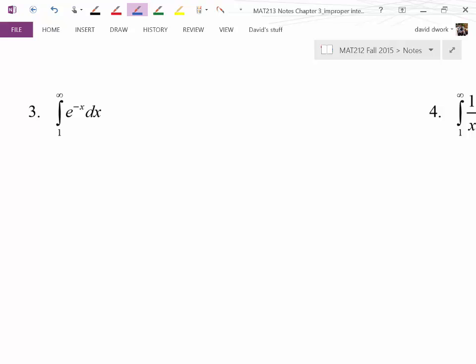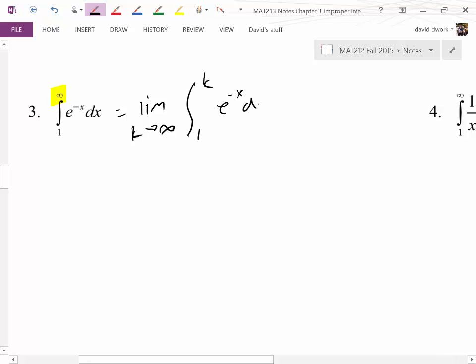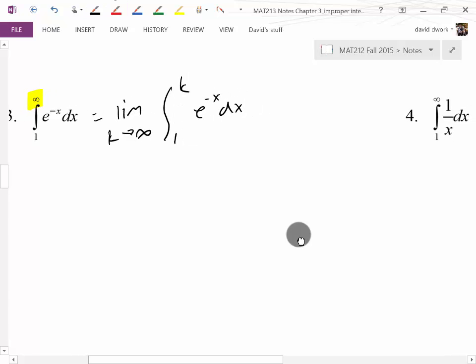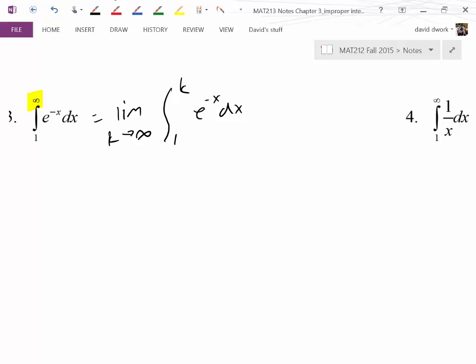Okay, so for this next one, once again, we are approaching infinity, which means this is improper, which means I need to write this as a limit as k approaches infinity of the integral from 1 to k of e to the negative x dx. Now, for this problem, you might notice we need to use a little bit of substitution technique. Oh, fine, use u-sub, no big deal. u equals negative x, so therefore du equals negative dx. And so if you want to rewrite that, dx is equal to negative du.